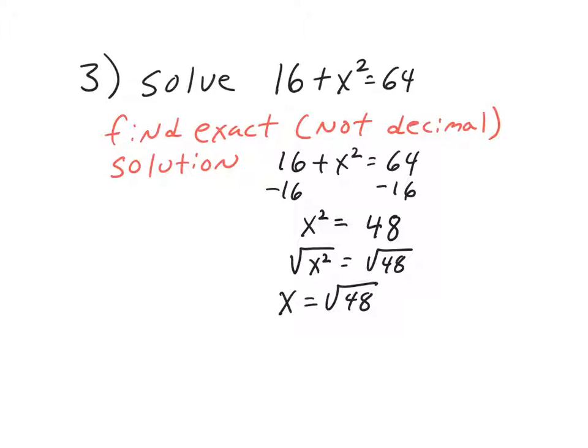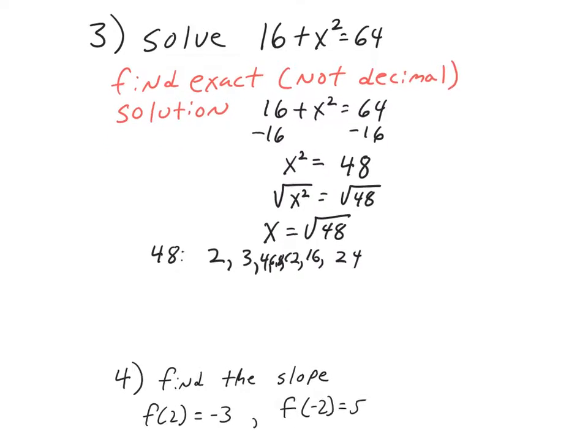So think about 48, we have to factor it, just like we did on number 2. We have to factor it and look for perfect squares. So 1 times 48, which we don't need to write, we have 2 times 24, 3 times 16, and then 4 times 12, and then 8 times 6, so 6 and 8.